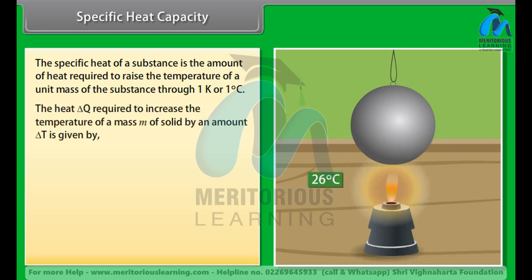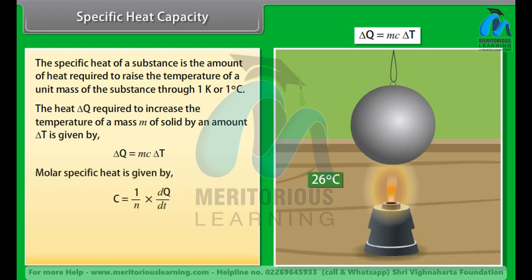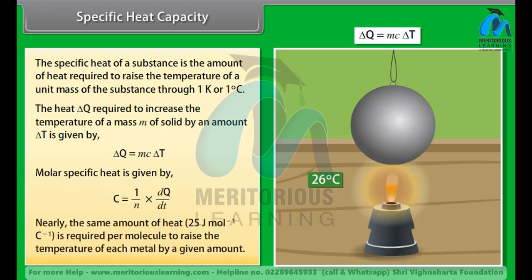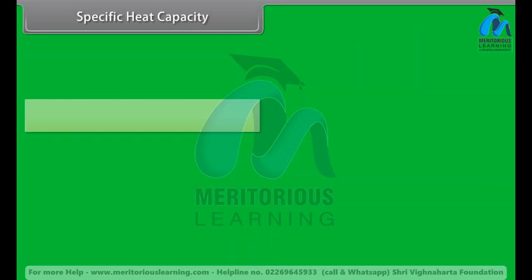The heat delta Q required to increase the temperature of mass m of solid by an amount delta T is given by delta Q = mc delta T. Molar specific heat is given by C = 1/n × dQ/dT. Nearly the same amount of heat, 25 joule mole inverse Celsius inverse, is required per molecule to raise the temperature of each metal by a given amount.